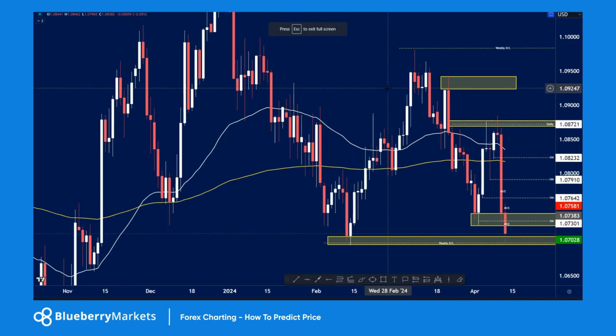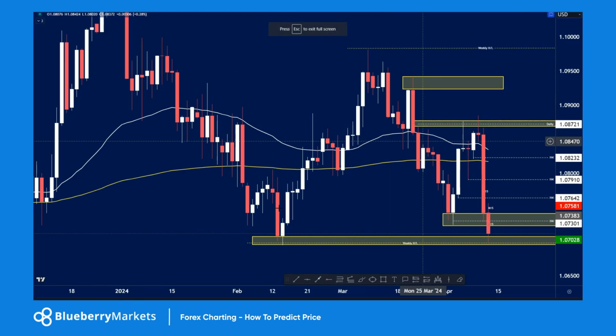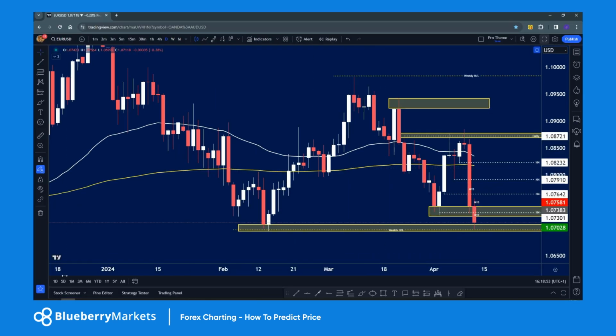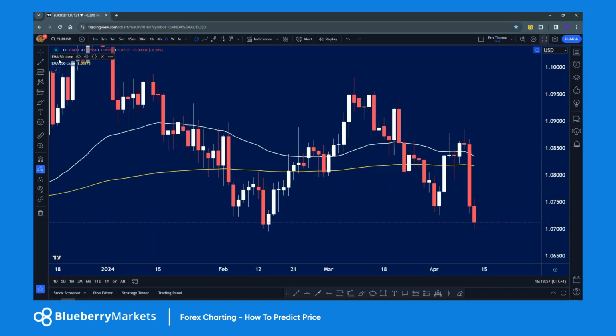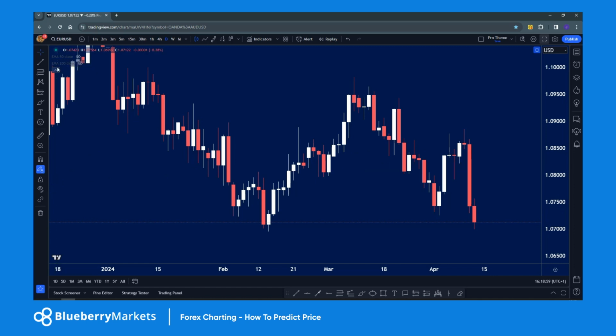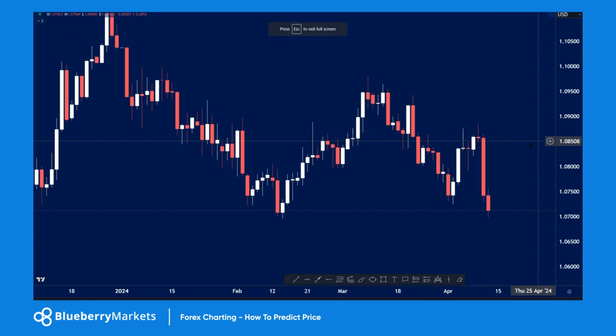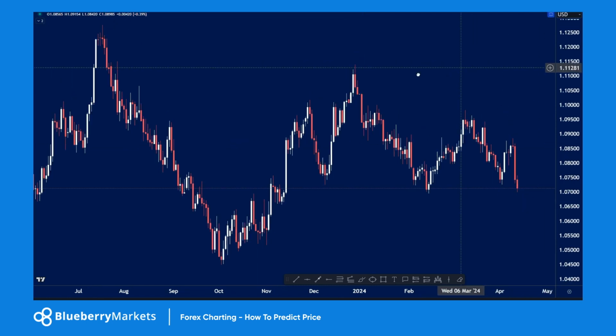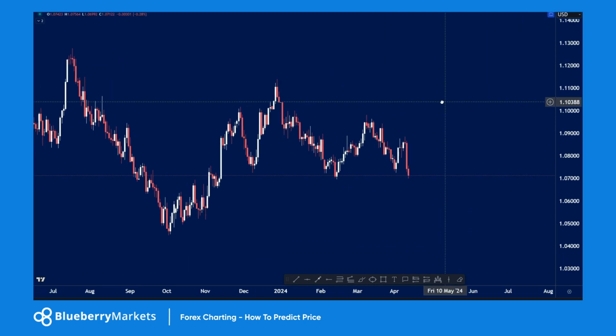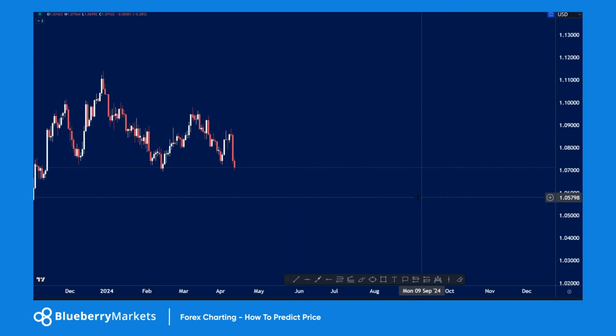I'm just going to maximize the screen here, and one thing I'm going to do before we carry on is delete all the drawing tools. Okay, I'm also going to take off the moving averages because they're not that important. It's just something that I like to use as a visual aid, so you don't have to have moving averages on your charts at all. But it's important to figure out how price moves and how price works essentially.